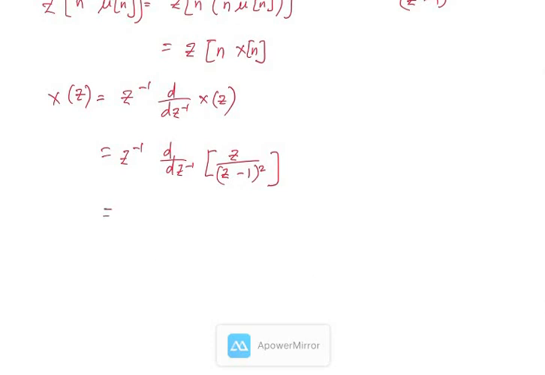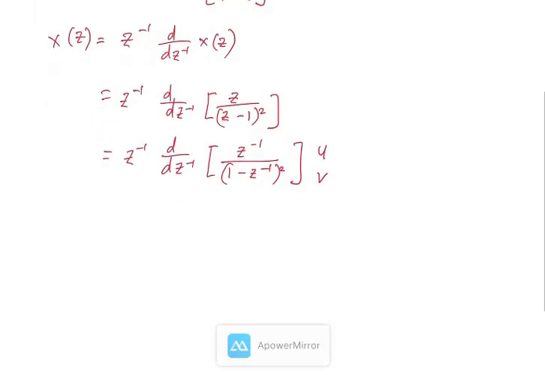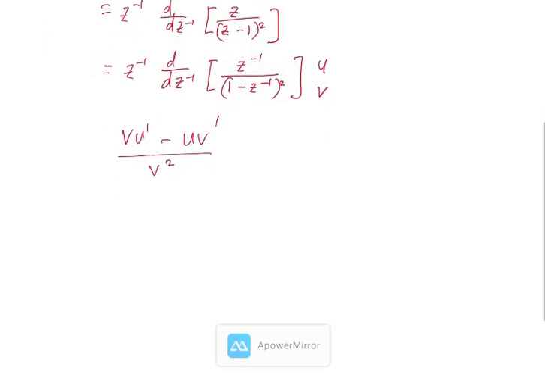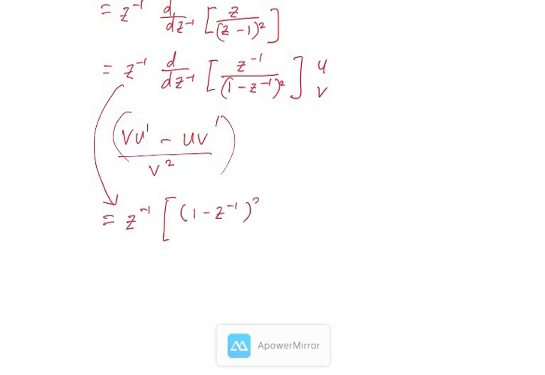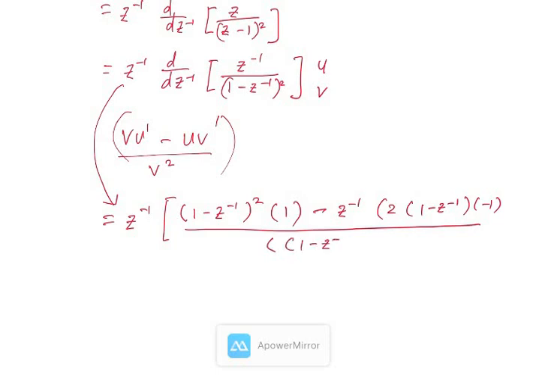I can rewrite the equation and I obtain z inverse divided by (1 minus z inverse) squared. I assume the numerator is u and the denominator is v. So I use the formula (v u prime minus u v prime) divided by v squared. I remain with this one, differentiate, and use this formula. So v u prime I get 1, minus u v prime, divided by v squared. So (1 minus z inverse) squared, and squared.